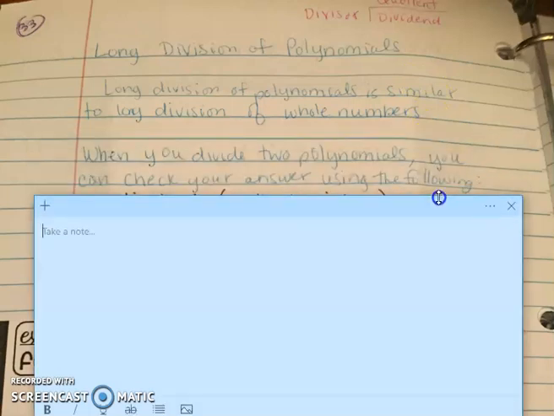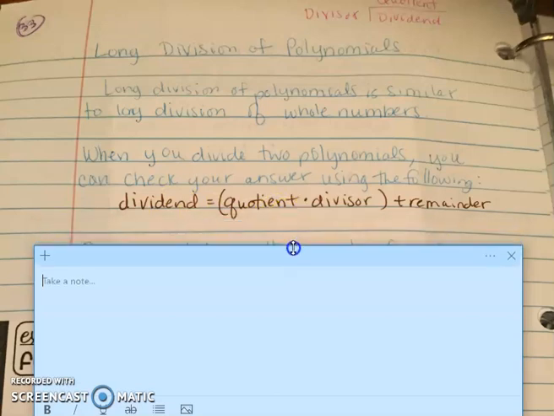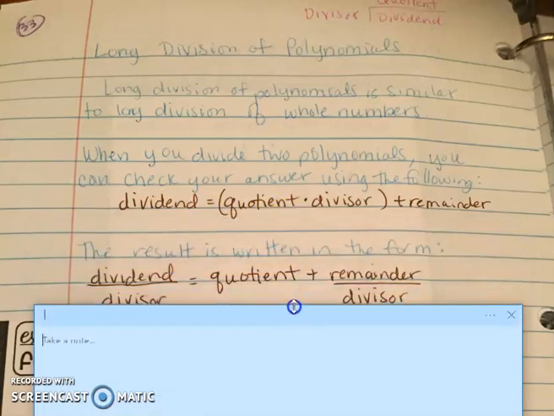So when you divide two polynomials, you can check your answer by using the following. If you want to check if your answer is correct, you take your quotient, you multiply it by your divisor. If there is a remainder, you add on the remainder, and this should be equal to the dividend, the thing that you were dividing into in the first place. We'll do a couple of examples where we actually check our answers.